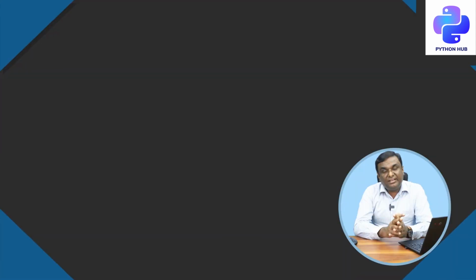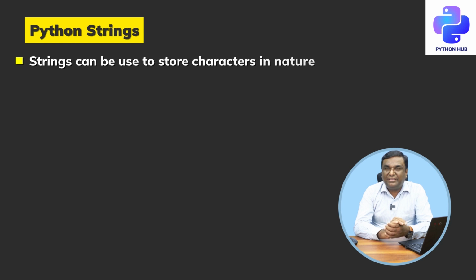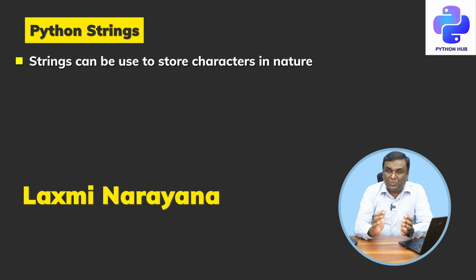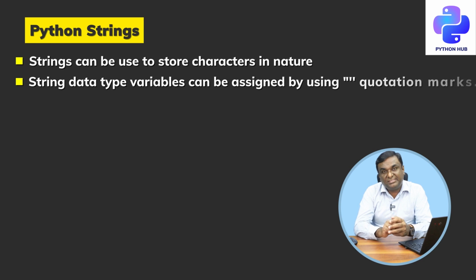Now let's understand the other simple data type called strings. Strings can be used to store anything that is character in nature, an array of characters, a group of characters, like a name for example. If I say Lakshmi Narayanan, it has a group of characters in it. I can take these characters and put them in the form of a string. So string data type variables can be assigned by using quotation marks. I have to put the name, Lakshmi Narayanan, within quotation marks.